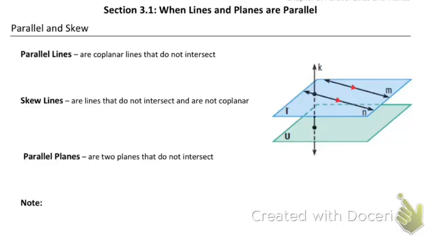Let's go ahead and start talking about this chapter. This chapter is basically just parallel lines and planes and the different angles that they create. So we're going to start off with what a parallel line is. Now, prior to geometry, you might just say a parallel line is two lines that don't intersect.